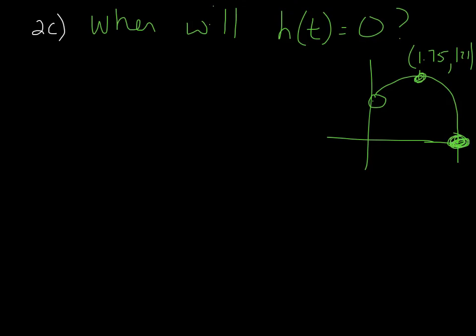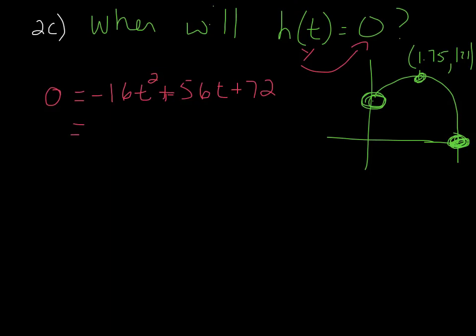Well, I can't just double the 1.75 because it's not symmetric, because the ball didn't start out on the ground. It started out at a height of 72 feet. But if I just want to know when will h of t be 0, then I'm really asking when will y be 0. So I'm just going to replace y, or h of t, with 0. All I'm really looking for, guys, is the x-intercept. And to find an x-intercept, you let y be 0.